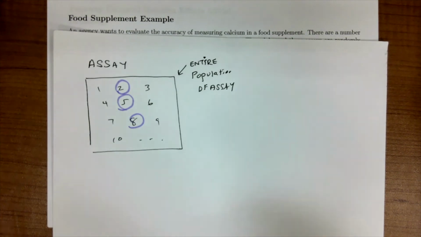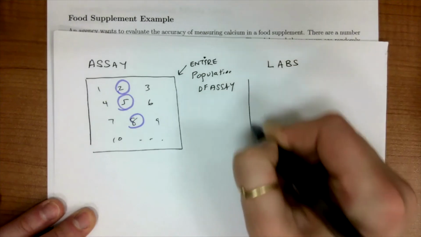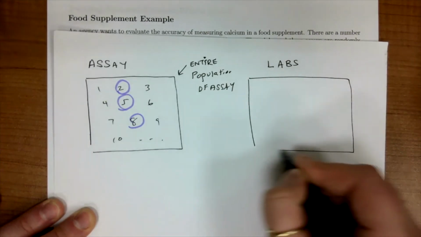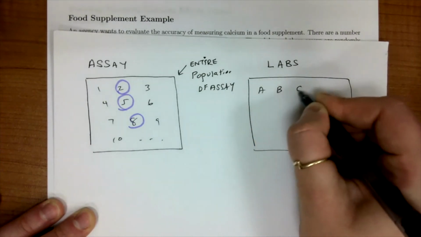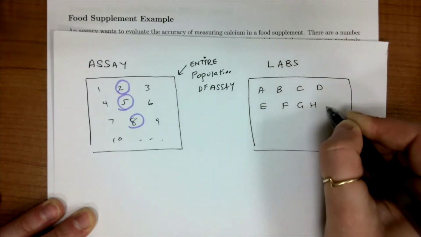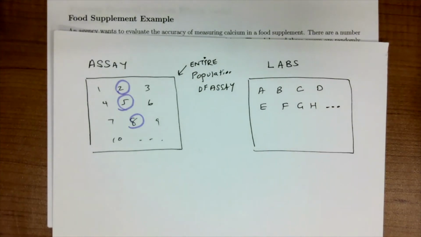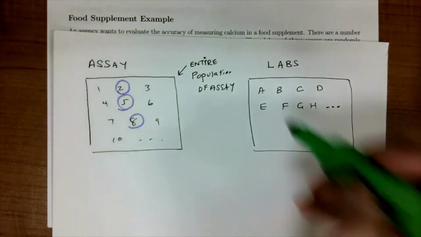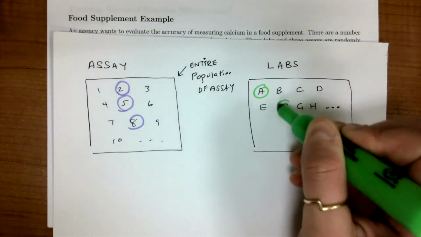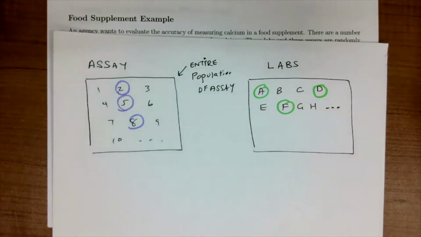Same thing for labs. So we have labs. And just so we don't get these confused, we'll call these lab A, B, C, D, E, F, G, H, and so on. I don't know how many labs we have. Now, we're going to randomly sample 3 labs. So let's just say maybe it's A, F, D. Now, these are the labs we're going to look at.